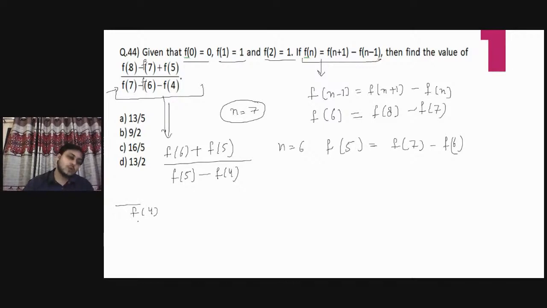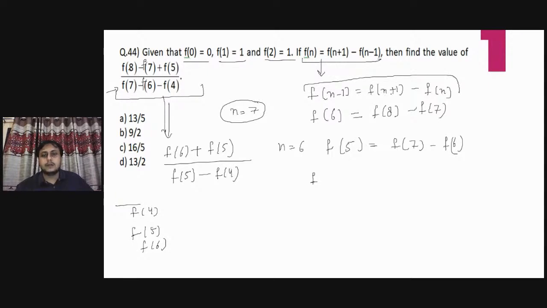You need to find it. You need these values, f4, f5, and f6, and we know the value of f0, f1, f2. So guys, first try to solve. Now you have to make a chain. f2 is given. Now try to find the value of f3, then f4, f5, f6. So for f3, this is what you need.